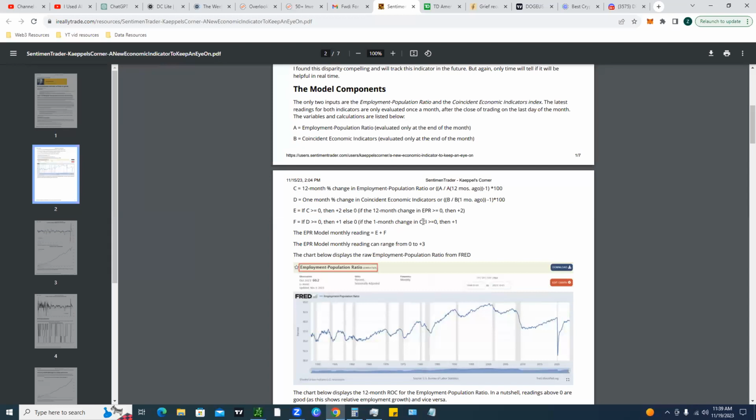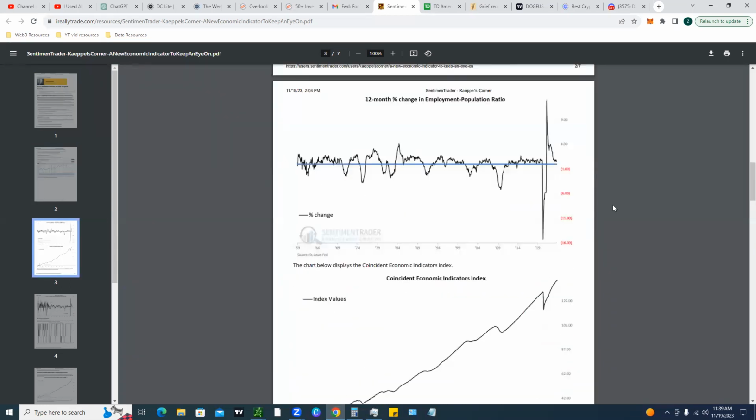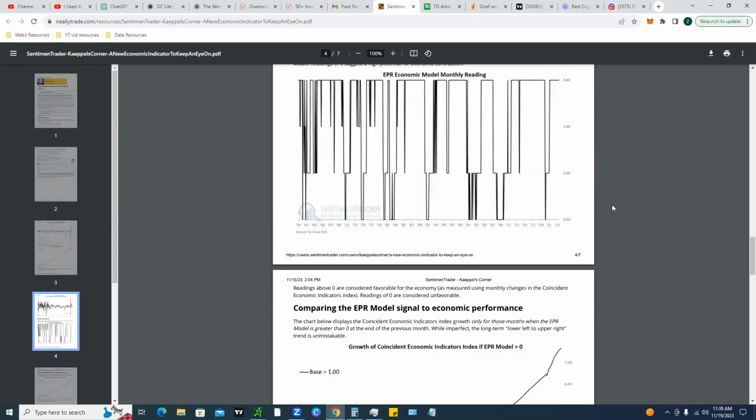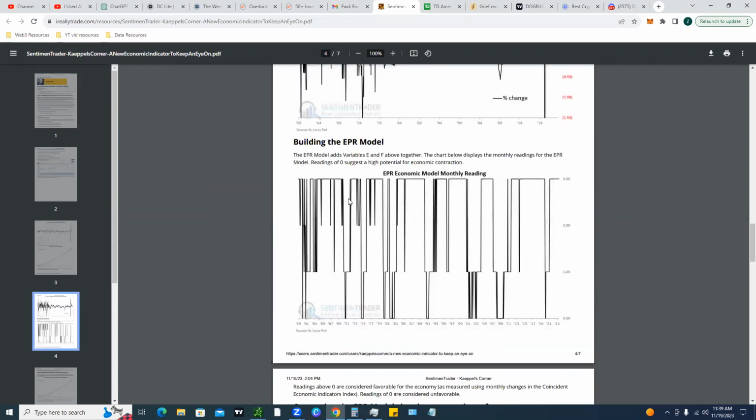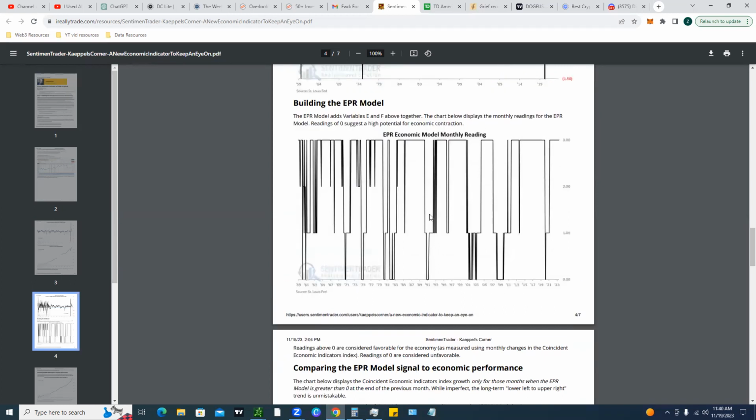You guys can read a little bit more, okay, about Jay Kaeppel's EPR model, his new economic indicator. It was a really good read to me, and I thought it was pretty interesting. You can see that this is basically how they chart their own EPR model. And it looks kind of ugly to me, if I'm just being honest.